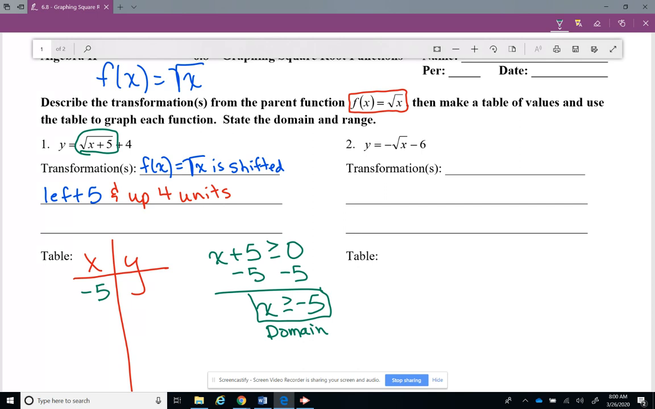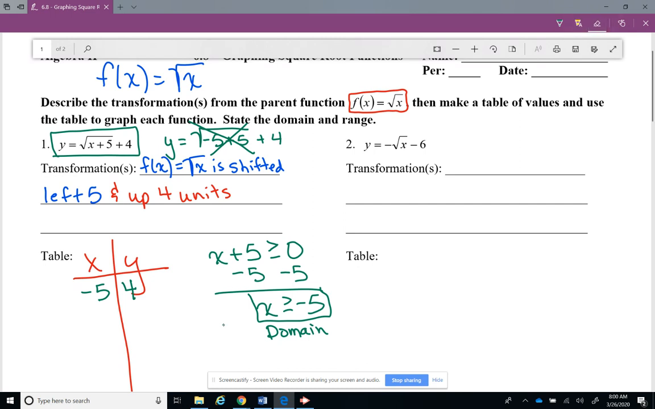All right, what you're going to do now is you're going to take that negative 5 and you're going to plug it in to your example problem. So y equals the square root of negative 5 plus 5 plus 4. All right, negative 5 plus 5 is 0. And the square root of 0 is 0. So y is 4. All right, that's my first point.